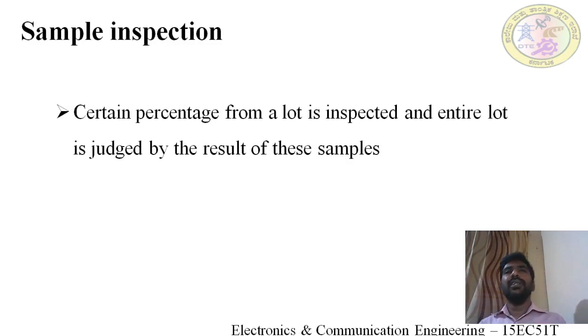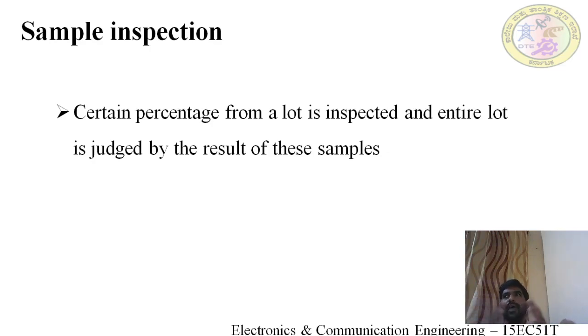See, next is sample inspection. Sample inspection is also a kind of inspection. Here you have a huge quantity or a huge lot of products, material or work that needs to be checked. For that, you will not check each and every item. You will just take a sample from the lot, and the sample result will be equivalent to your lot result. That is called sample inspection.